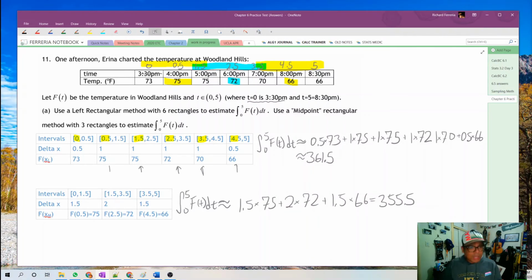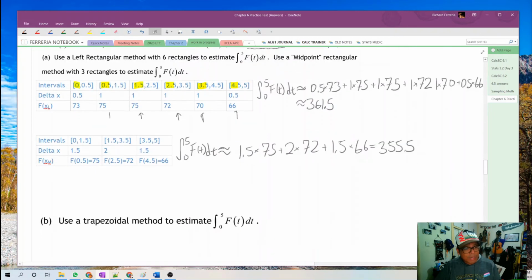Now that's already a lot of work for part A, but rest assured, if this was actually a problem on like an AP test, you would only have to do one of these rectangular methods. The fact that we're including two is just to give you more practice for your test, so you'll know a little bit more about what to expect.